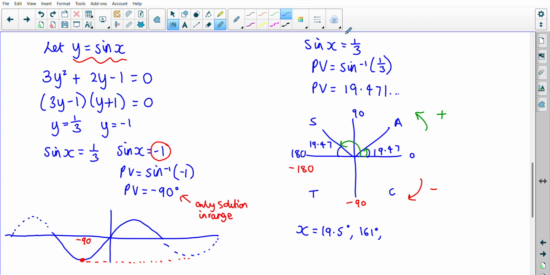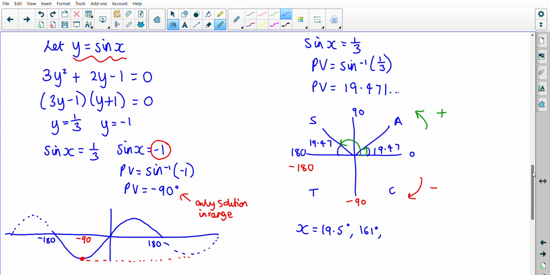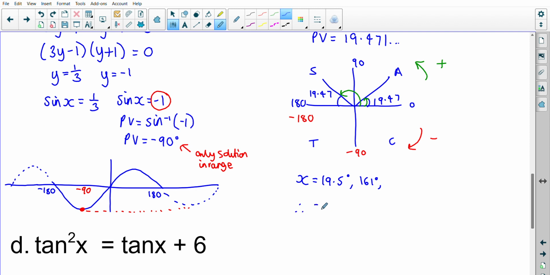Okay, so I can put on these bits as well for your understanding, going between 1 and minus 1. Right, I'm just going to make it clear then. My solutions are minus 90 degrees, 19.5 degrees and 161 degrees.